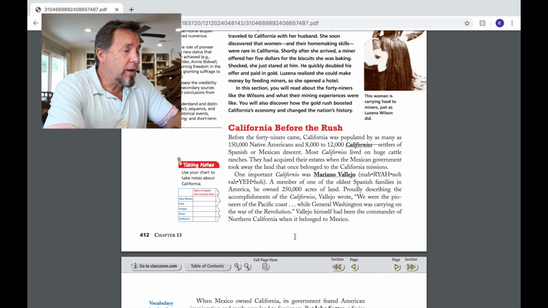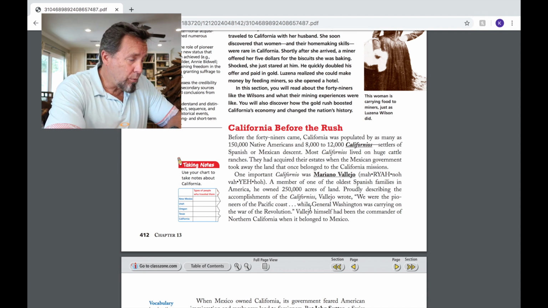The first section of actual text, though, talks about the Californios, which is the name that they used to describe first the Spanish, later the Mexican settlers who were there after the Indians, of course. In Texas, they were called Tejanos. In California, they were called Californios.